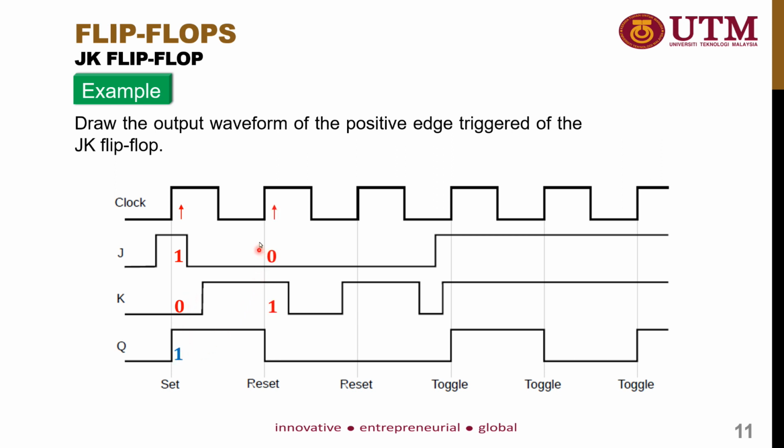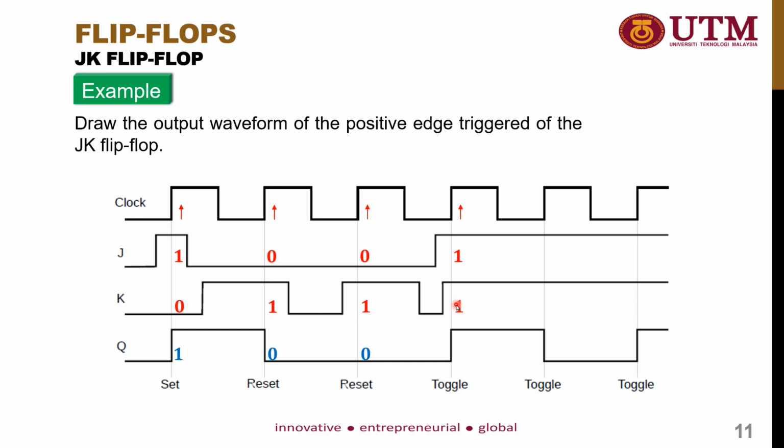So we proceed to the next rising edge. We observe that J is equal to 0 and K is equal to 1, so the flip-flop is in reset mode. So the output will become 0. Next we observe the next cycle of the rising edge. We see here at the rising edge J is equal to 0 and K is equal to 1, so the flip-flop is still in reset mode. So the value doesn't change. Then we observe the next rising edge. We see here J is equal to 1 and K is equal to 1, so it means that the output must toggle.